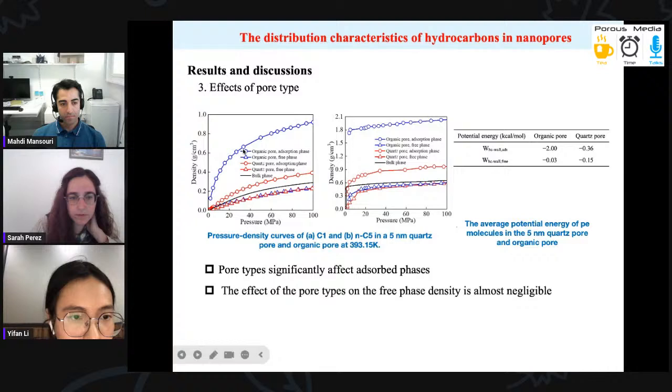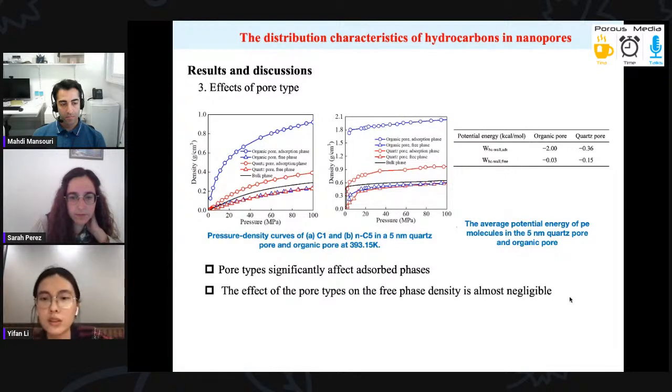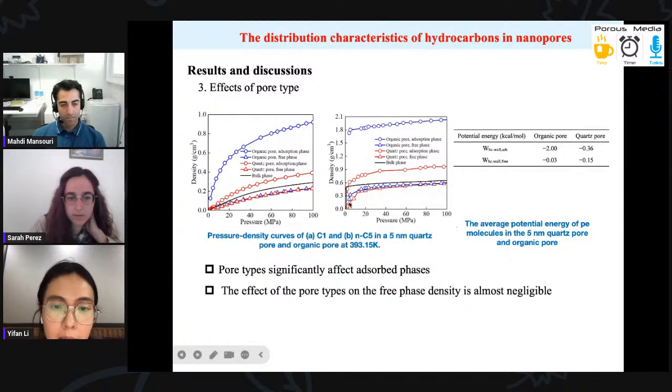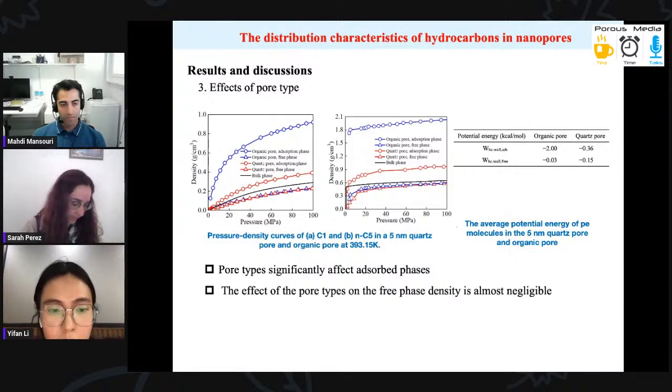As we can see for the blue lines, here is for the organic pore in the shale phase. It goes up significantly compared to that in the quartz pores. So that means the effects of pore types in the adsorption phase are the most important that we should pay attention to. And also we see the density and pressure curves for the quartz pores and the organic pore are almost the same. It's quite similar for the free phase.